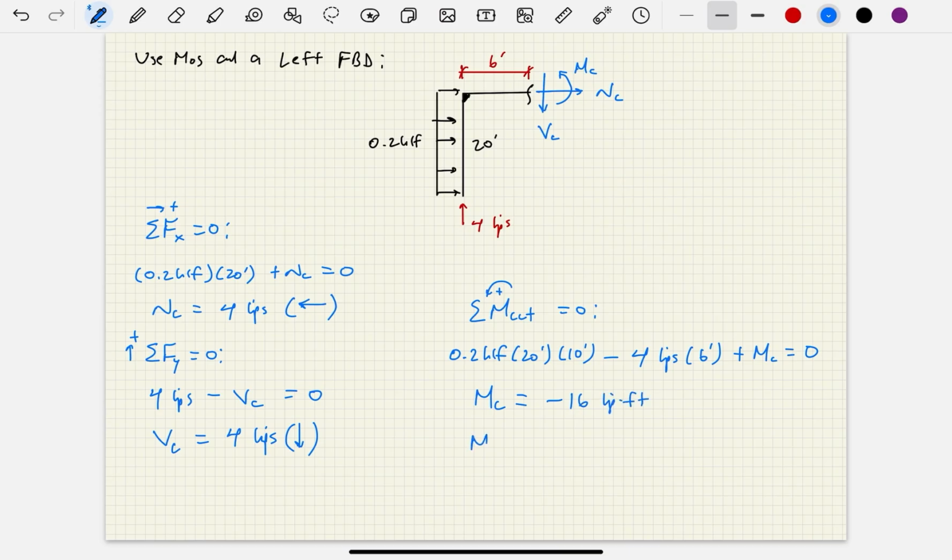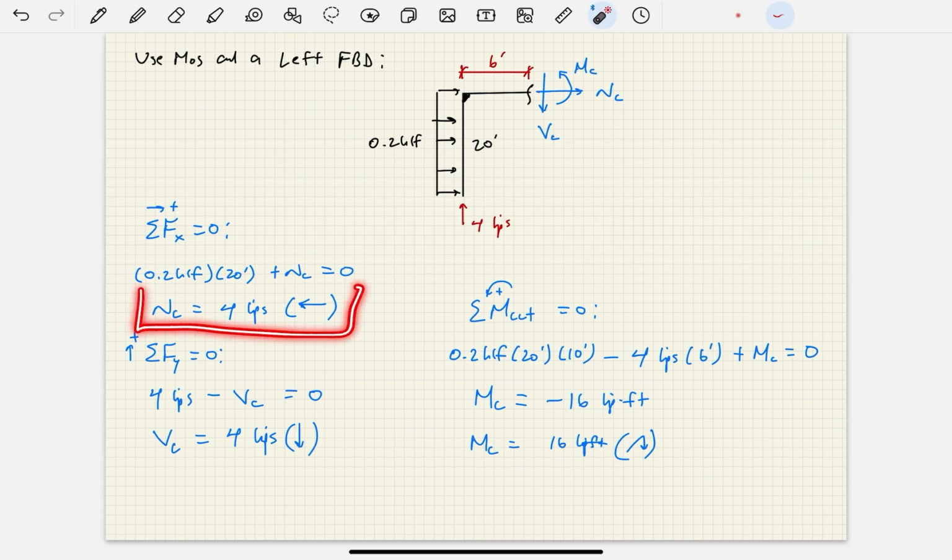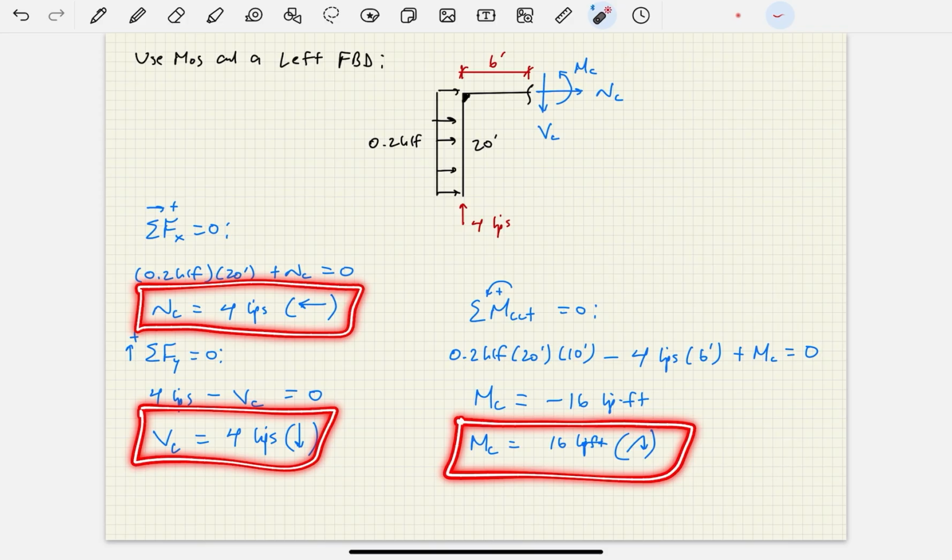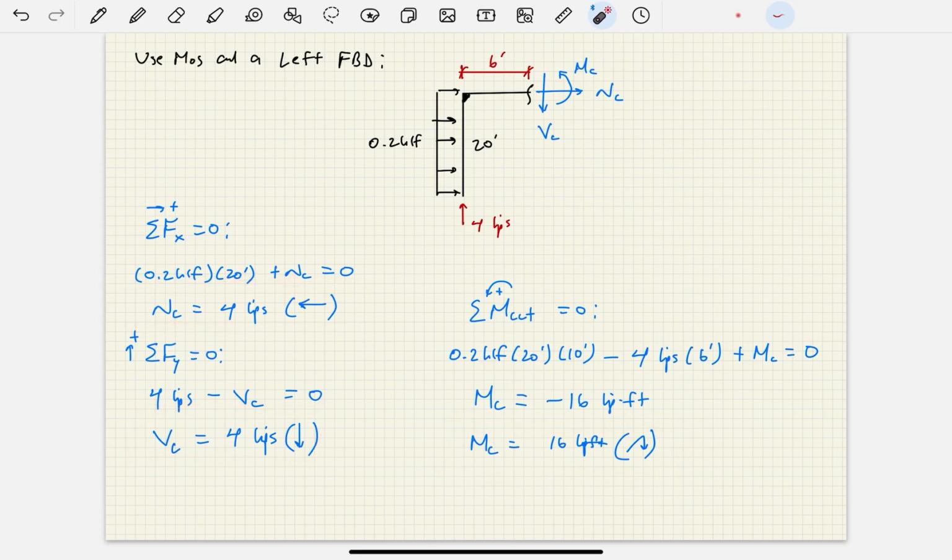But all that negative means is that I have 16 kip feet rotating opposite of what I drew in my free body diagram. So I drew a counterclockwise MC. I got a negative value, so it's going clockwise. So here are my answers: NC, VC, and MC. Now, if I look at a right free body diagram, should I get those same magnitudes? Absolutely. Let's prove it, okay?